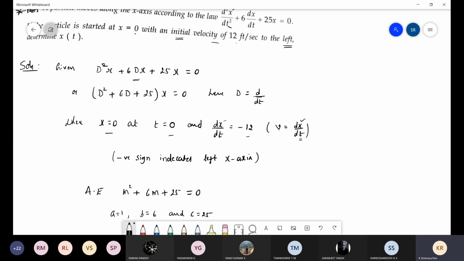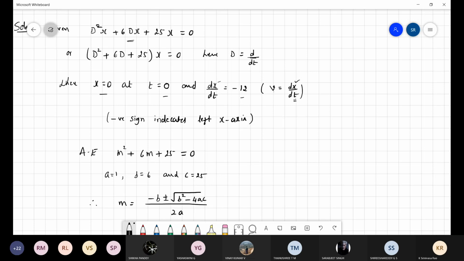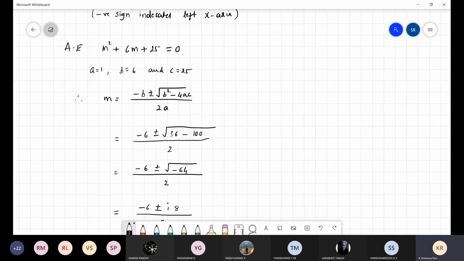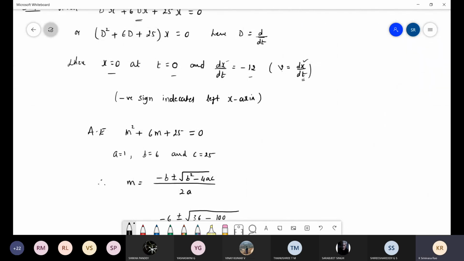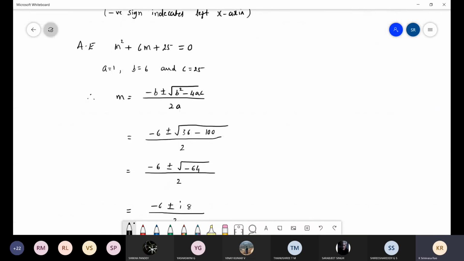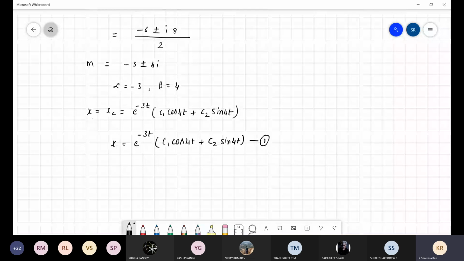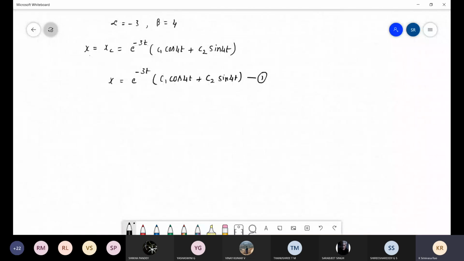Yes, coming to this. What is given actually? You can observe x equals 0 is given, and dx by dt. X and dx by dt, both we require. Here, equation 1 represents x. Now calculate dx by dt. Later I will tell you how to use it; you have to calculate c1 and c2, that's it. What is dx by dt?